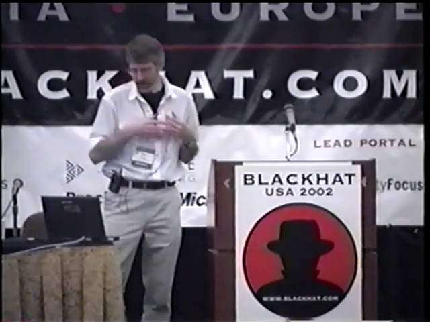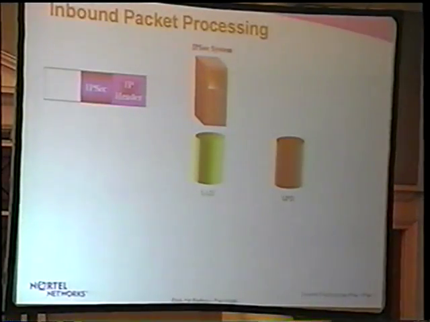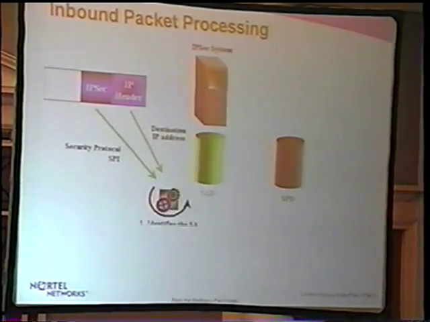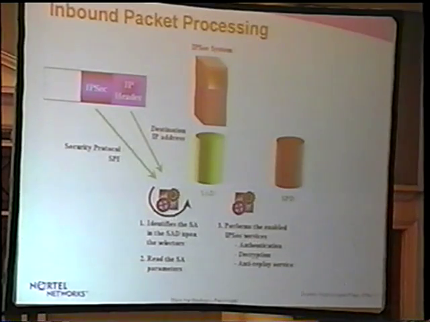So let's look at how the databases are used. When you have a packet, okay, this is a packet that is inbound. It's coming in from the untrusted network. It's already been sent by the partner gateway. So when that packet comes in, we look at three things: the destination IP address, the security protocol, the ESP or AH, and the SPI, and that identifies the packet for the security association database, which then passes it over.